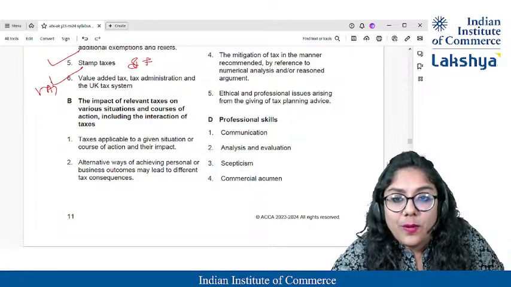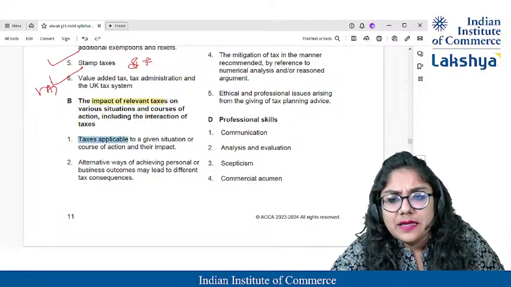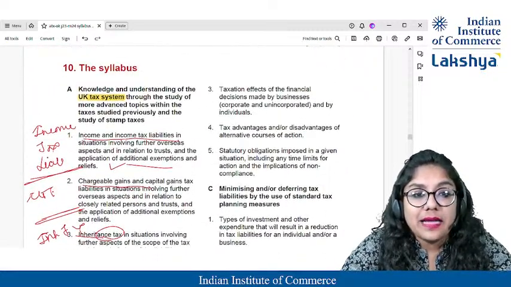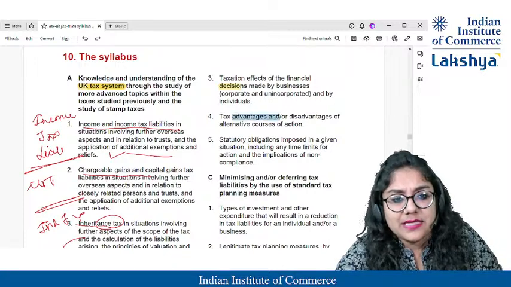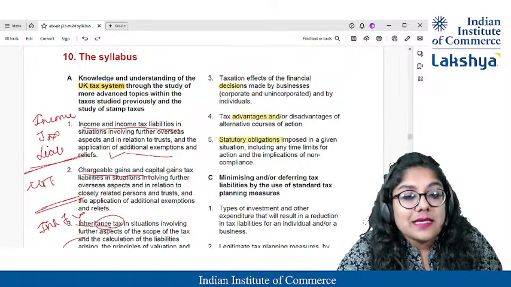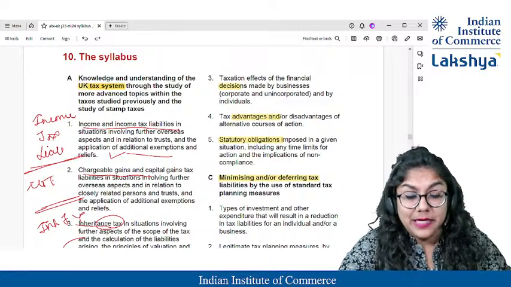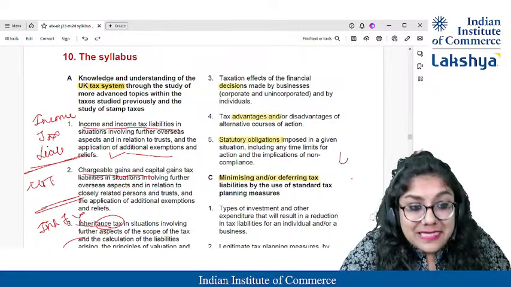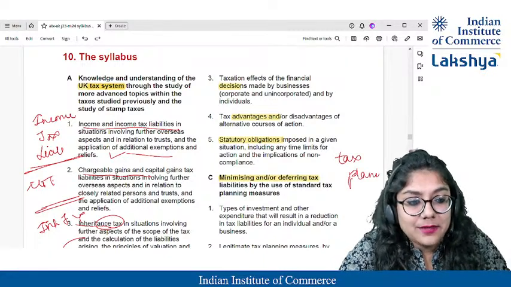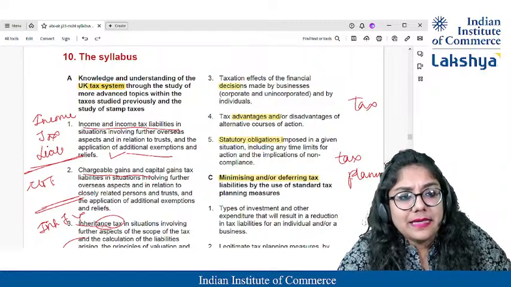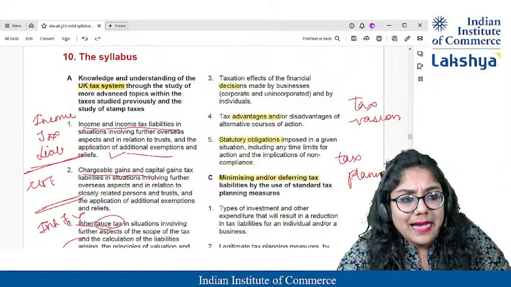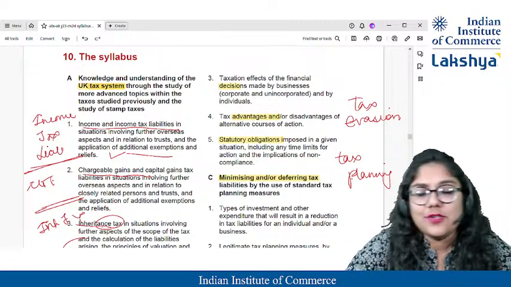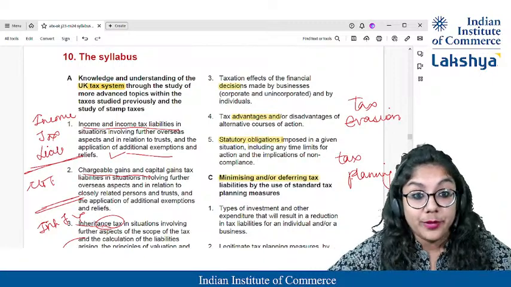How are the taxes interrelated? Meaning how taxes apply to the course of alternative personal and business outcomes, and which taxes are important for taking decisions, with advantages, disadvantages, etc. Third is trying to minimize and defer tax liabilities. There are two words: tax planning and tax evasion. I will ask my students, tell me, what is better? Can I do tax planning or can I do tax evasion? Which is permissible and which is prohibited?